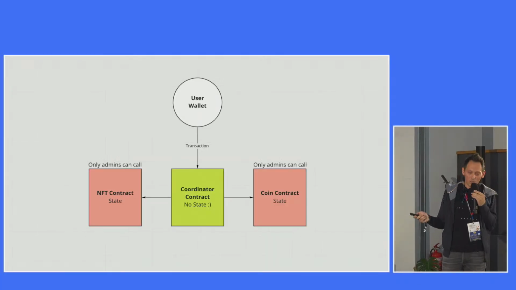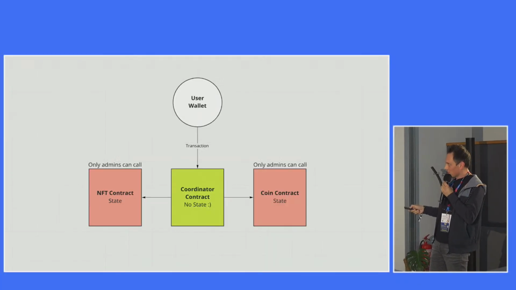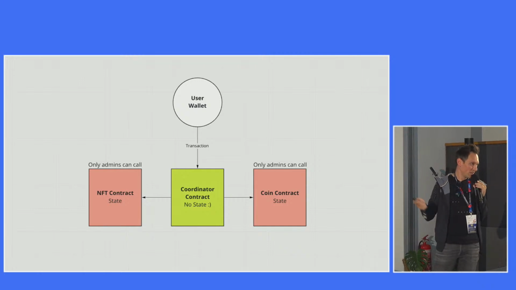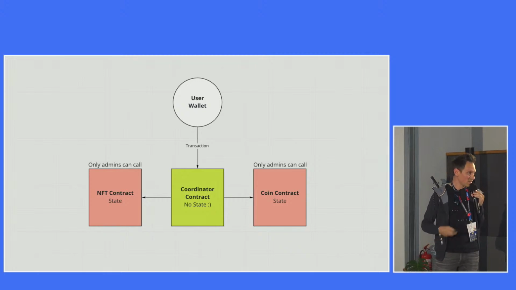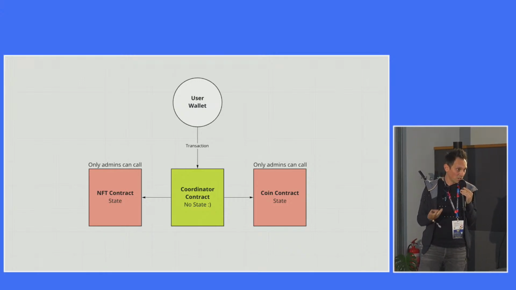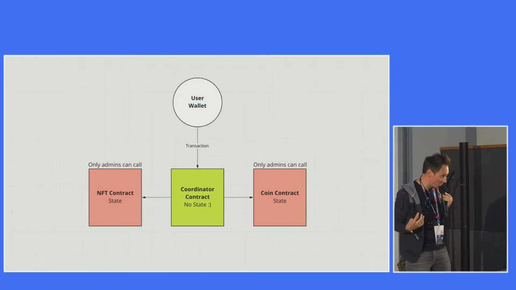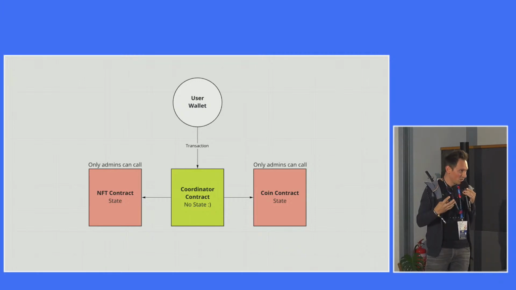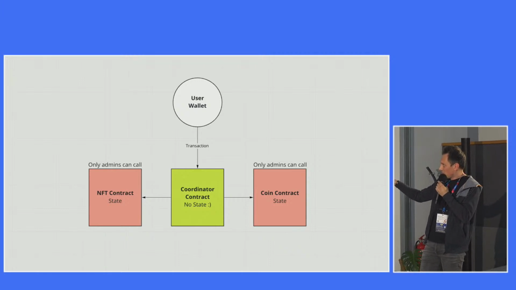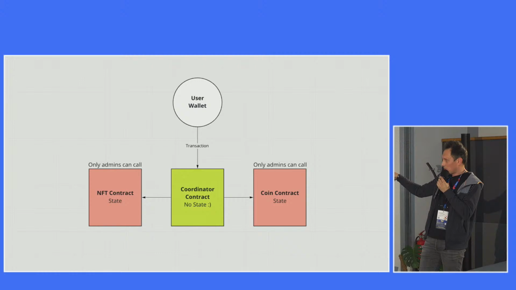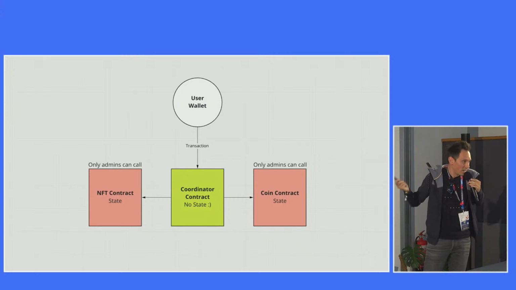But what if you deploy something called a coordinator contract? You can call it main contract, whatever. The coordinator has no state at all. It doesn't store anything on the blockchain. It just has functions that get data from other smart contracts, calculate something, come up with a result, and then write it into these contracts, like changing ownership or whatever you have in those contracts.